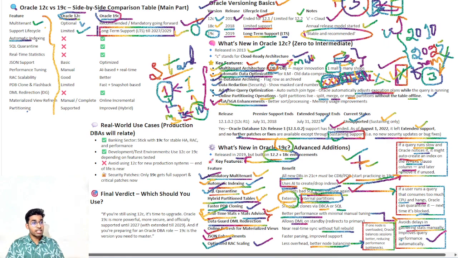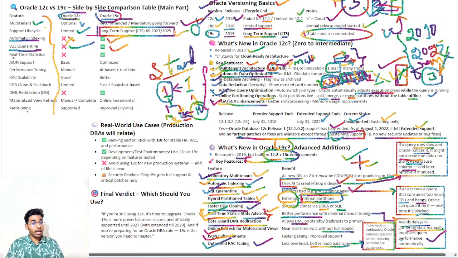Next, automatic indexing is not available in 12c, so we have automatic indexing in 19c. SQL quarantine, we know, right? What is SQL quarantine? It blocks the SQL which is consuming high CPU usage. That feature we have in 19c, but we don't have that feature in 12c.